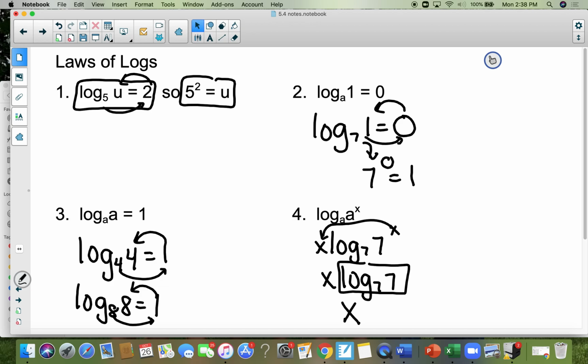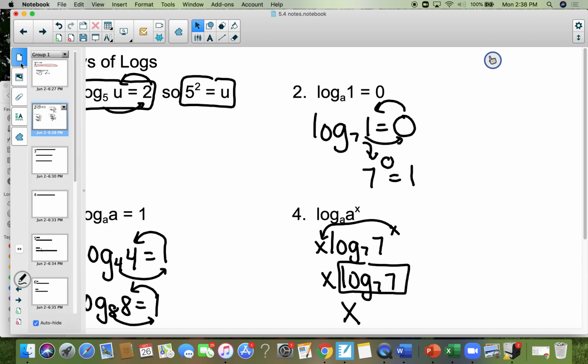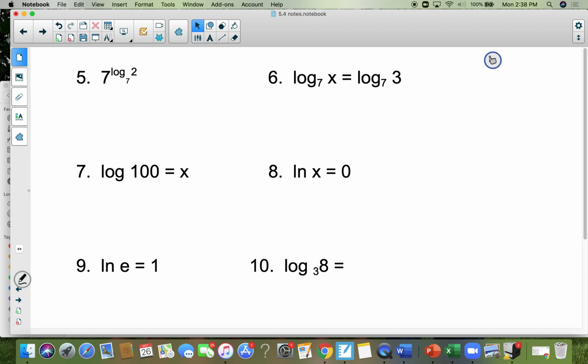In 5.5, I think we go over even more. We even go over more logs, so laws of logs. So, I guess we're going to keep going over them. So this is a really, really important one. This will be on the test.